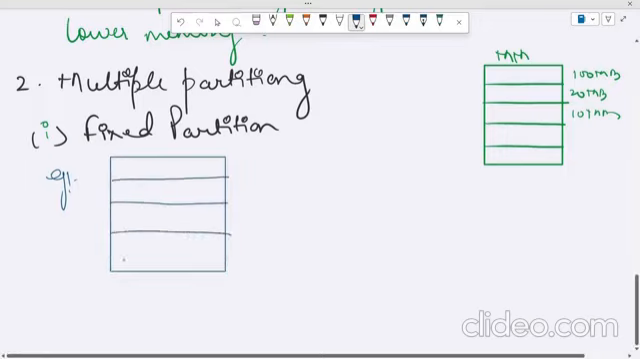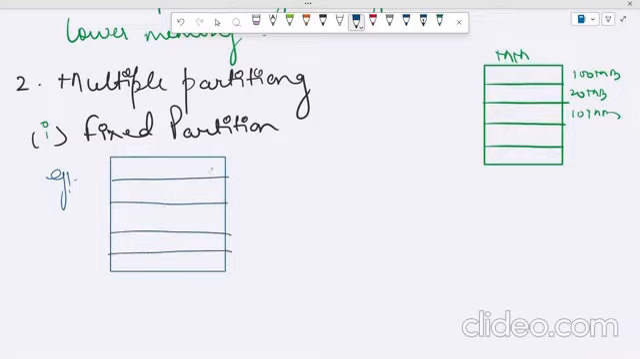Fixed partition doesn't mean the memory available is fixed; it means if this is a 100 MB block, it will stay a 100 MB block. There is no shifting of size. These partitions can be of the same size or of different size. For example, 100 MB, 100 MB for this block as well, and 20 MB for this block. So same-size partitions and different-size partitions can be there.